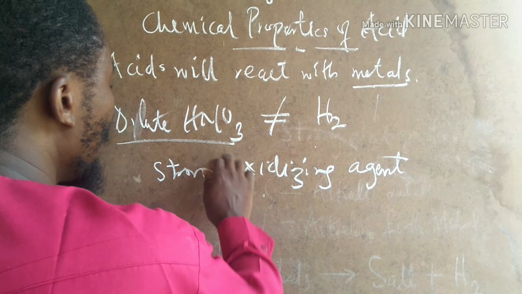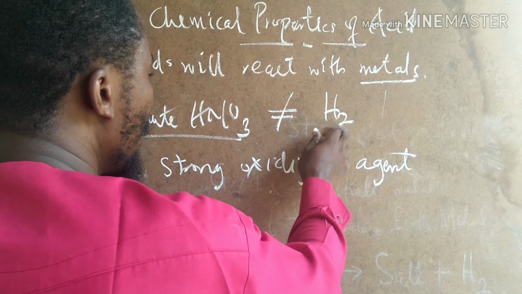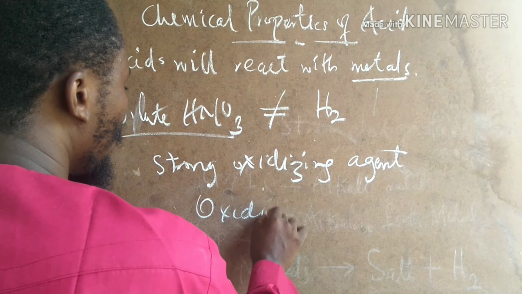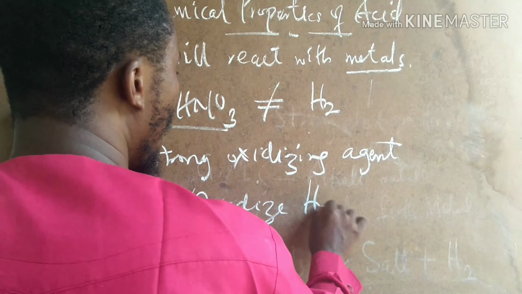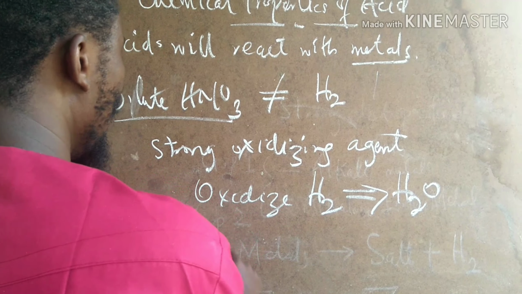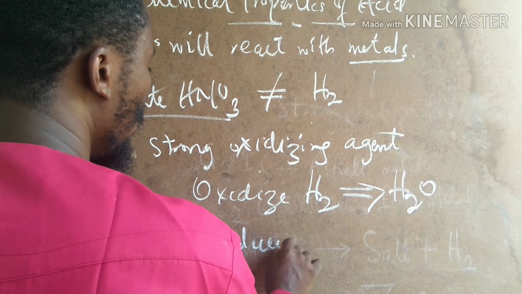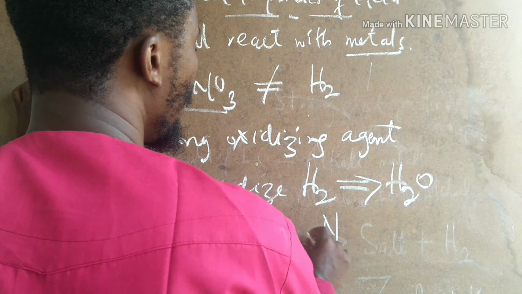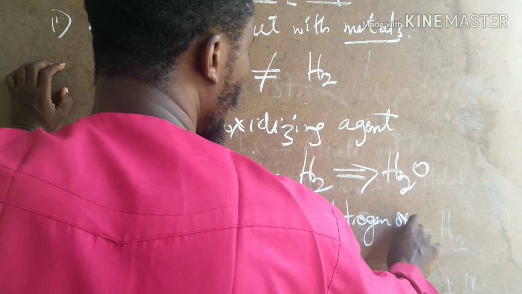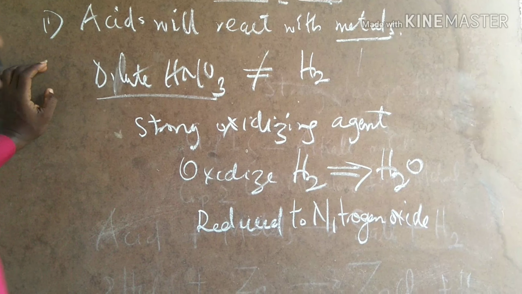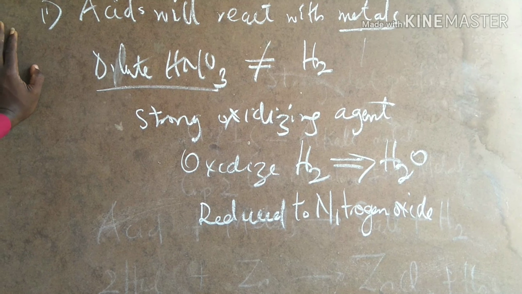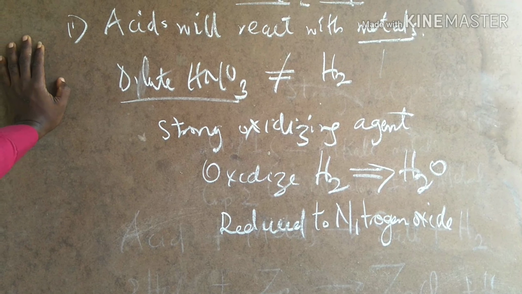You get now, when you use dilute HNO3, the reason why it will not liberate hydrogen gas is because it will oxidize the hydrogen gas to water, and in the process of doing that, it will get itself reduced to any of the nitrogen oxides. Are we clear now? I hope we're clear now.